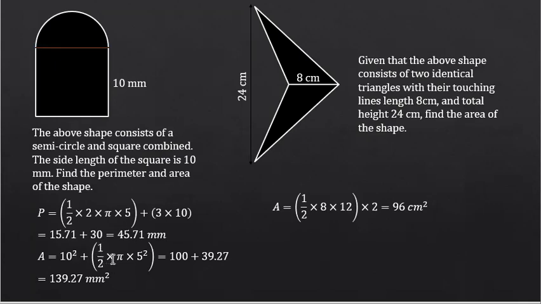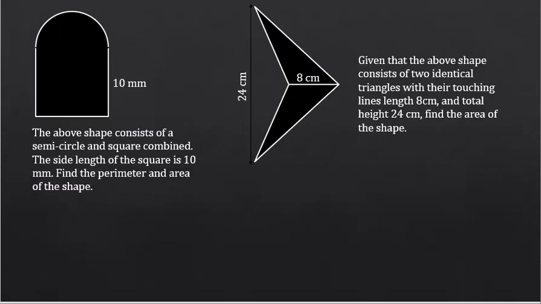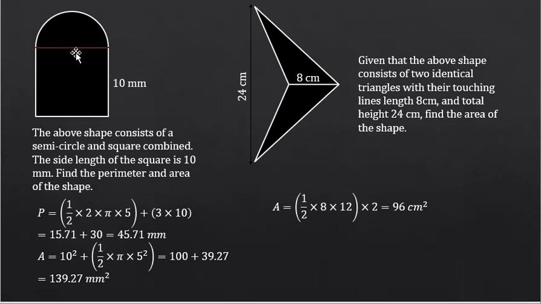Now, the area of the semicircle, we have area of a circle is pi r squared. We already established that because this is the diameter of the semicircle, to be able to find the radius for the perimeter, we divided 10 by 2 to give us 5. So our radius is 5 multiplied by 5. So pi times radius squared. Now, why we are multiplying by 1/2 is because this is half of a circle and not a full circle. Had we had a full circle, this 1/2 would not be here.